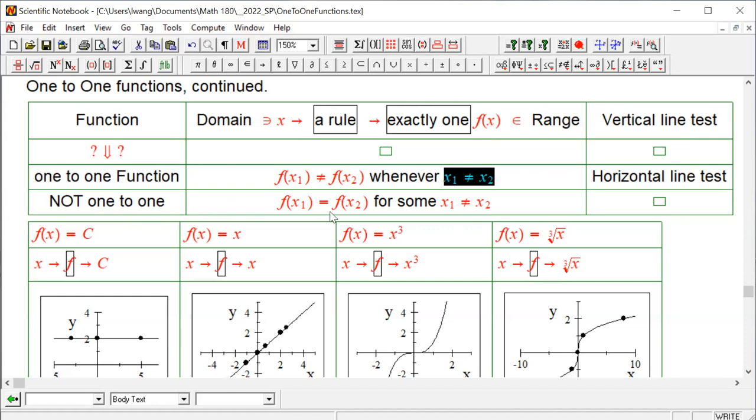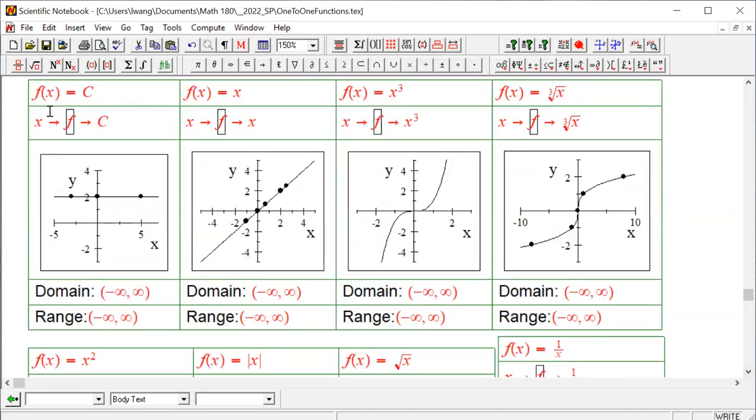For not being a one-to-one function, if we can find inputs that are different but the outputs are the same, which is contrary to the one-to-one requirement, okay? And we worked with 4 functions, and we have discovered some of these are one-to-one, some of these are not. And this is not one-to-one. And this is one-to-one, one-to-one, one-to-one, okay?